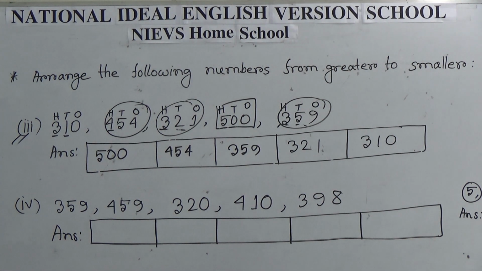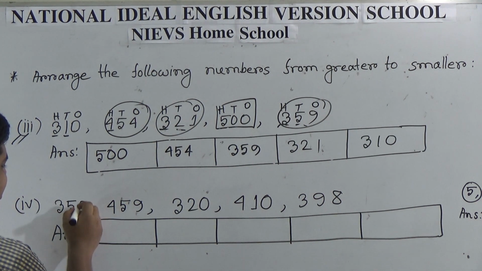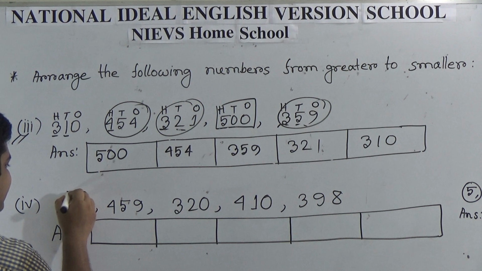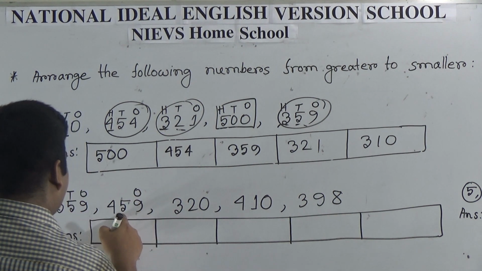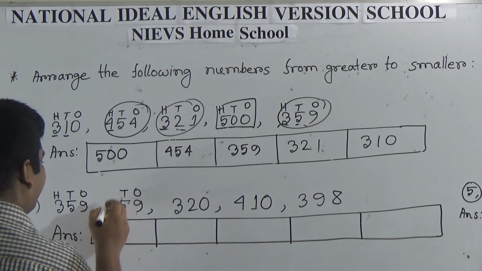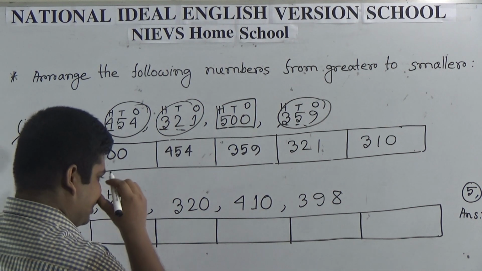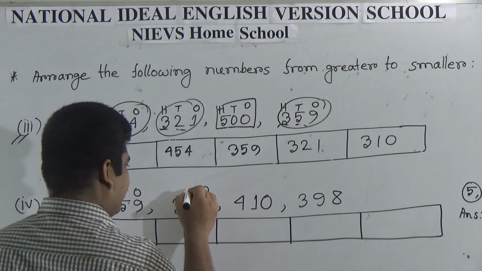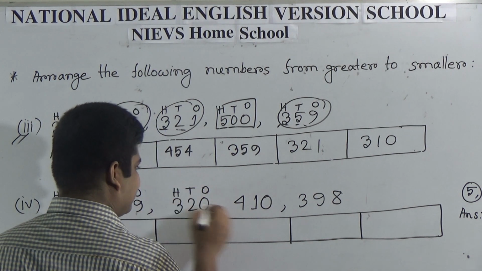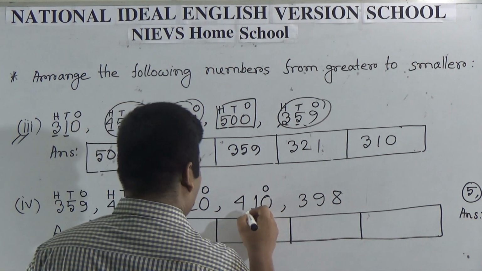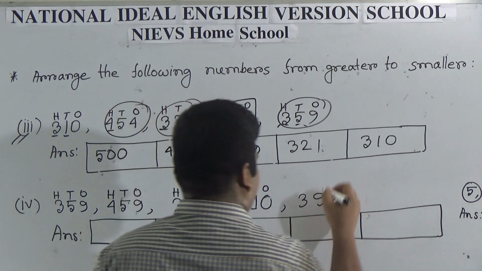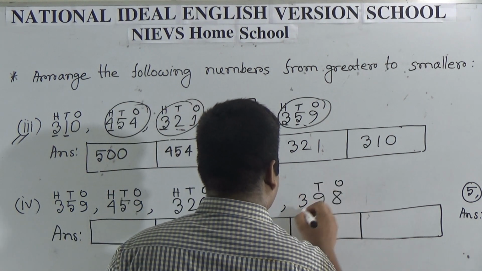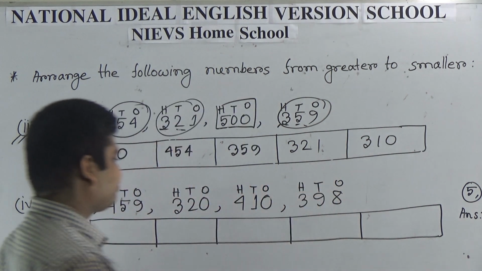My dear students, at first we know the place value of the digits of a number. Here 9 is in ones place, 5 is in tens place, 3 is in hundred place. 9 is in ones place, 5 is in tens place and 4 is in hundred place. 0 is in ones place, 2 is in tens place, 3 is in hundred place. 0 is in ones place, 1 is in tens place, 4 is in hundred place. 8 is in ones place, 9 is in tens place, 3 is in hundred place.